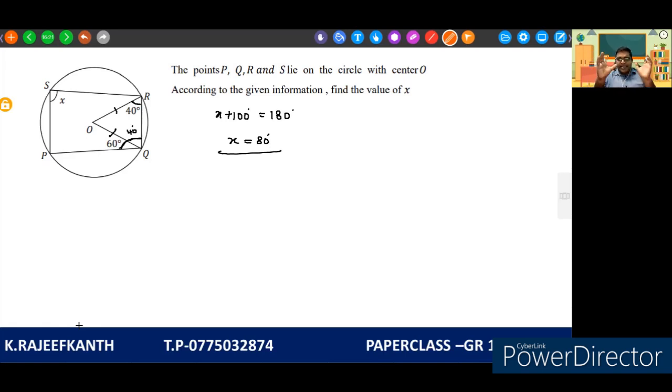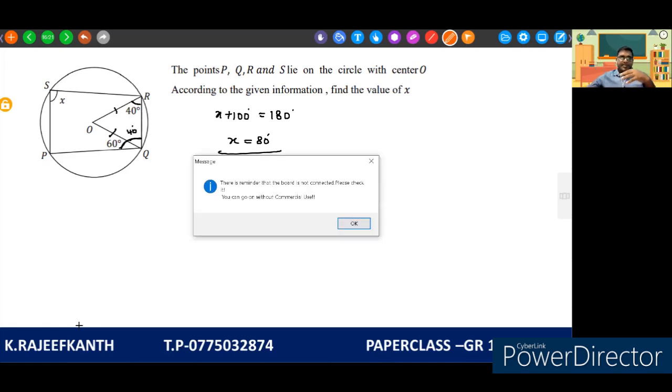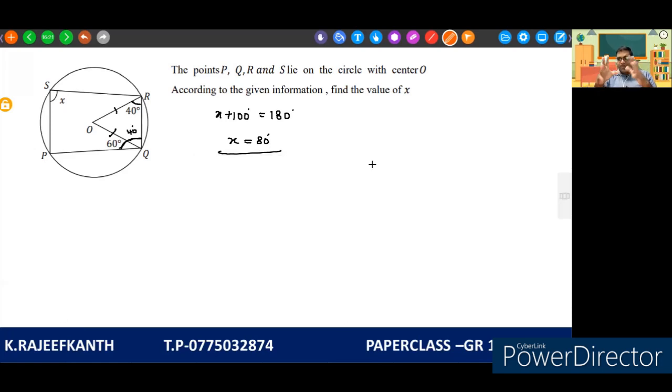Then the second one, here they have given that O is the center. That means OR and OQ are radii of that circle, so those are equal. Then angles opposite equal sides are equal, so we can mark angle OQR as 40. Here we know the magnitude of these two angles, so we can find the magnitude of angle PQR. That will be 100. So these two angles are supplementary because PQRS is a cyclic quadrilateral. Then we can find the value of X, and that is 80 degrees.